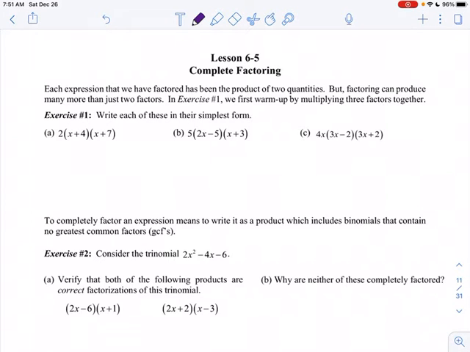Hi, Algebra 2. This is Unit 6, Lesson 5, and today we're going to do factoring completely. Alright, so we're going to start with this little warm-up where we're first going to multiply, just so you can see when we turn around and factor in a second where this all came from.